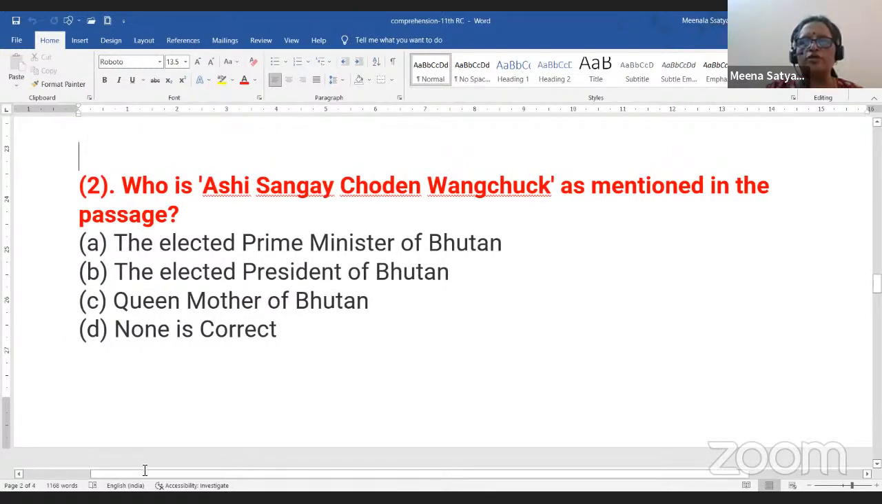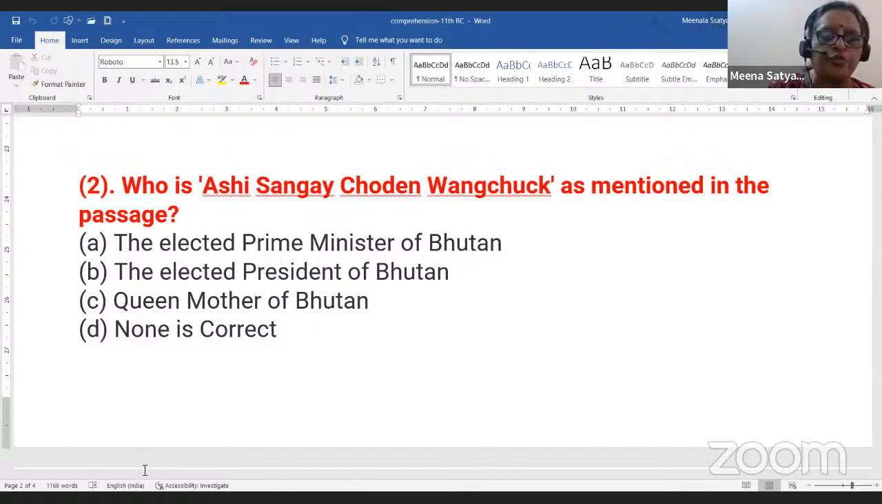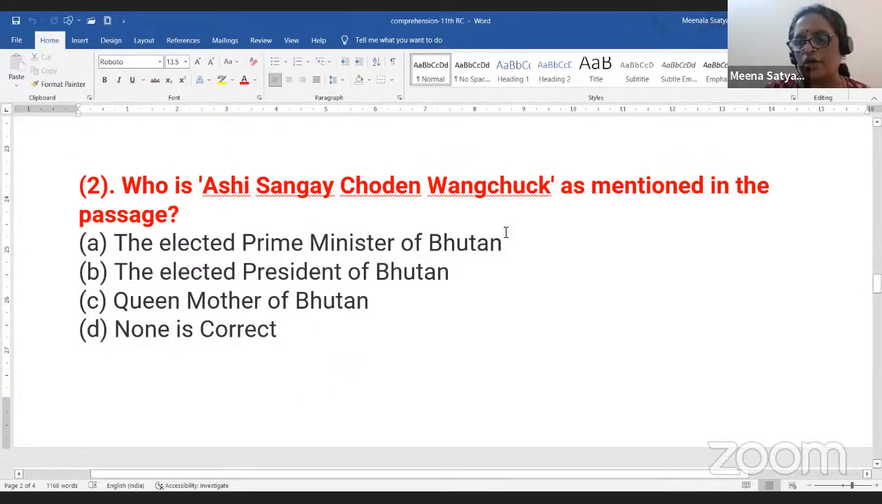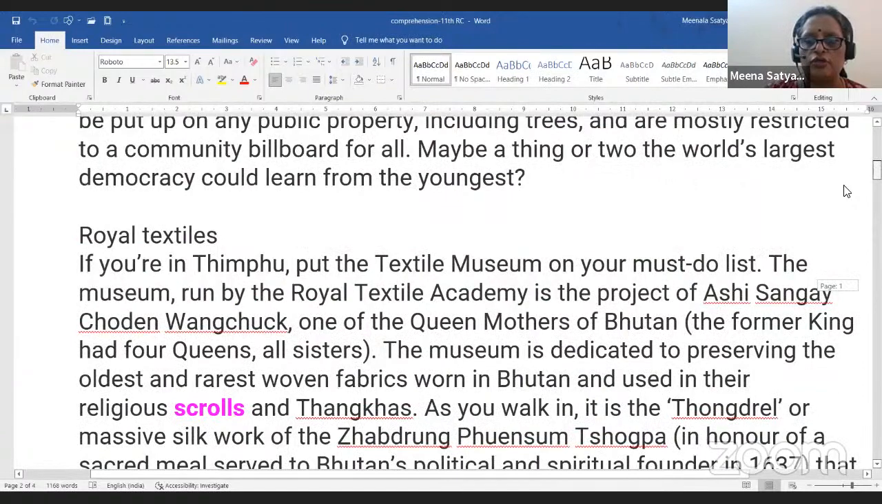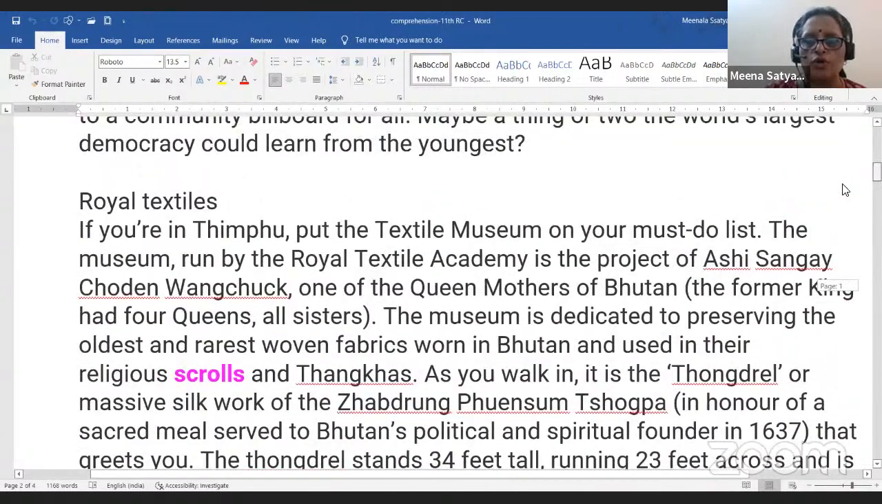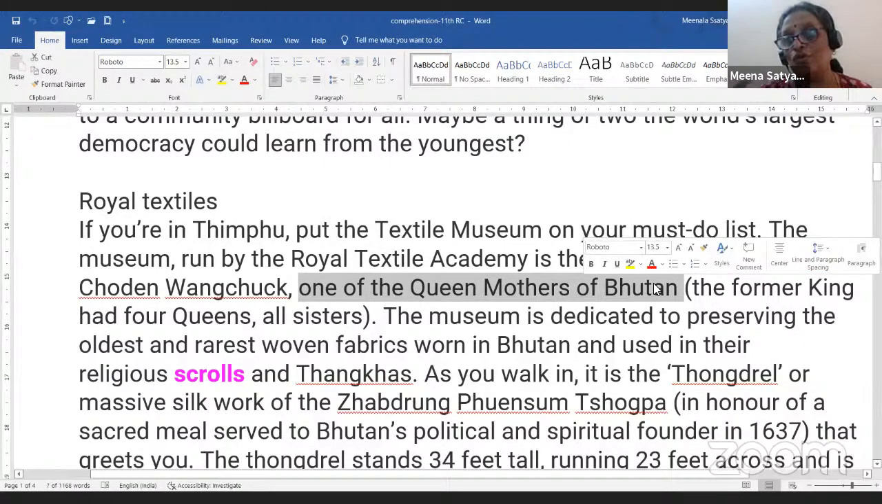Okay. Who is Ashi Sangay Choden Wangchuck as mentioned in the passage? The elected Prime Minister of Bhutan, the elected President of Bhutan, Queen Mother of Bhutan, none is correct. Okay, let's see what it is. So we have already got these options. Oh, Ashi Sangay Choden Wangchuck is one of the Queen Mothers of Bhutan. So you got your answer.